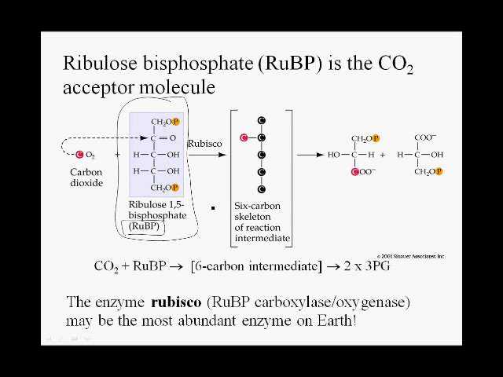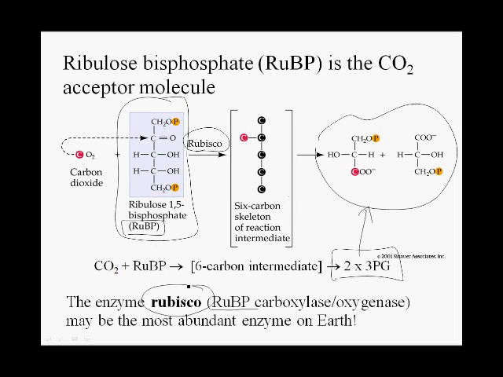So this 5-carbon compound combines with a carbon dioxide, and it forms a very transient, highly unstable 6-carbon intermediate, which immediately breaks down to form 2 molecules of 3-phosphoglycerate. And the enzyme that does this is called Rubisco, which is the short version of RuBP carboxylase oxygenase. We will just affectionately call this Rubisco.